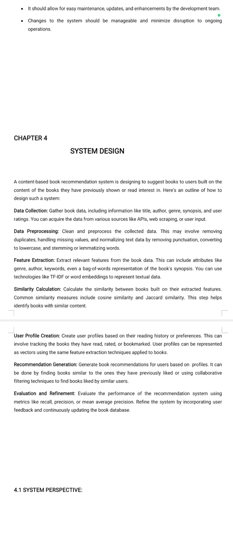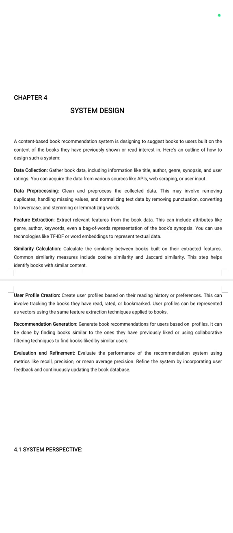User profile creation: create user profiles based on their reading history or preferences. This can involve tracking the books they have read, rated, or bookmarked. Recommendation generation: generate book recommendations for users based on the profile. It can be done by finding books similar to the ones they have previously liked, or using collaborative filtering techniques, finding books liked by similar users. Evaluation and refinement: evaluate the performance of the recommendation system using metrics like recall, precision, or mean average precision.